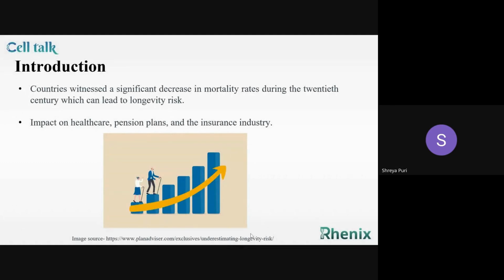Coming to the introduction part. Most countries have witnessed a significant decrease in mortality rates during the 20th century. The main reason behind the decrease in mortality rates is medical advances, which can lead to longevity risk. It also impacts healthcare, as hospitals have to increase their resources, and pension plans. Government has to adapt strategies and pay out benefits for a longer period of time. And the insurance industry has to pay out policies for a longer period of time, and has to adjust and reassess the policies so they can pay out the policy holders for a longer period.